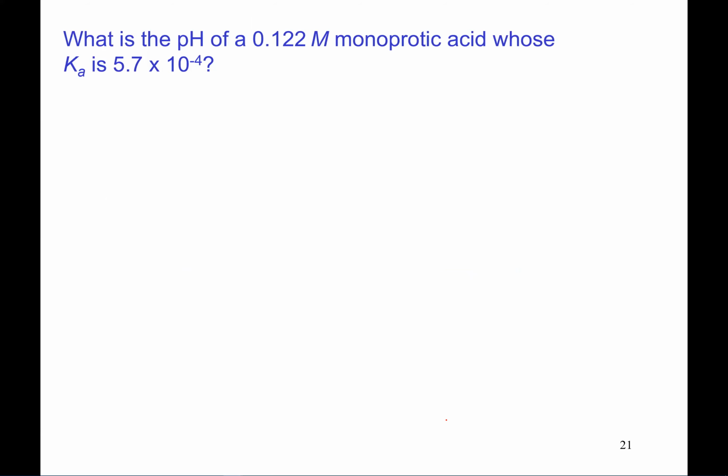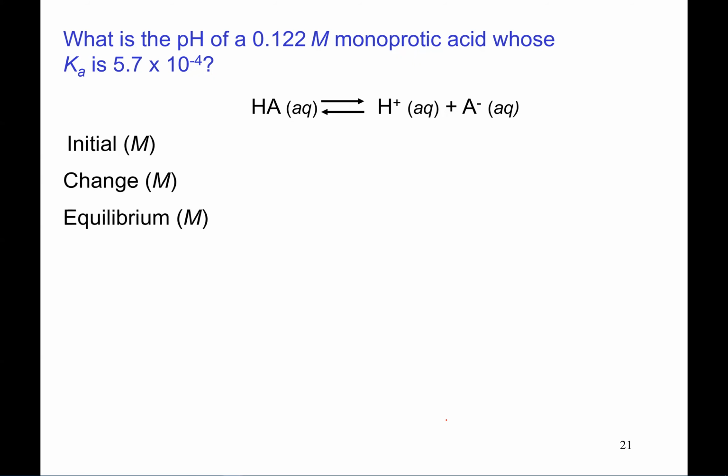So let's try a problem. What is the pH of a 0.122 molar monoprotic acid whose Ka is 5.7 times 10 to the minus 4? Okay, so here you have the aqueous solution, the initial and change rows, and again, they've got this diagram here.